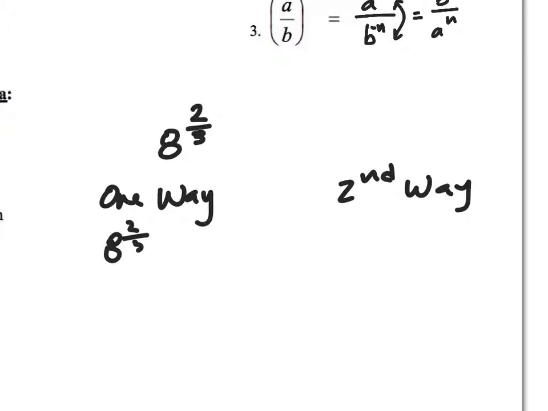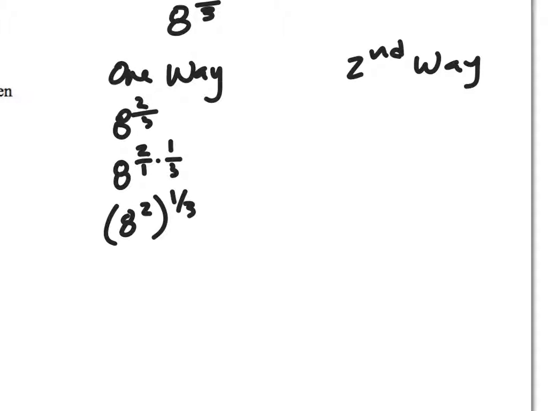One way to do this is I'm going to rewrite 8 to the 2/3 power as the product of two exponents: 8 to the 2/1 times 1/3 power. All I'm doing is rewriting this as the product of two fractions, taking my numerator, putting it over 1, and replacing that with 1. When I multiply my exponents, what I have is 8 squared raised to the 1/3 power. That 8 squared gives me 64, and that's raised to the 1/3 power.